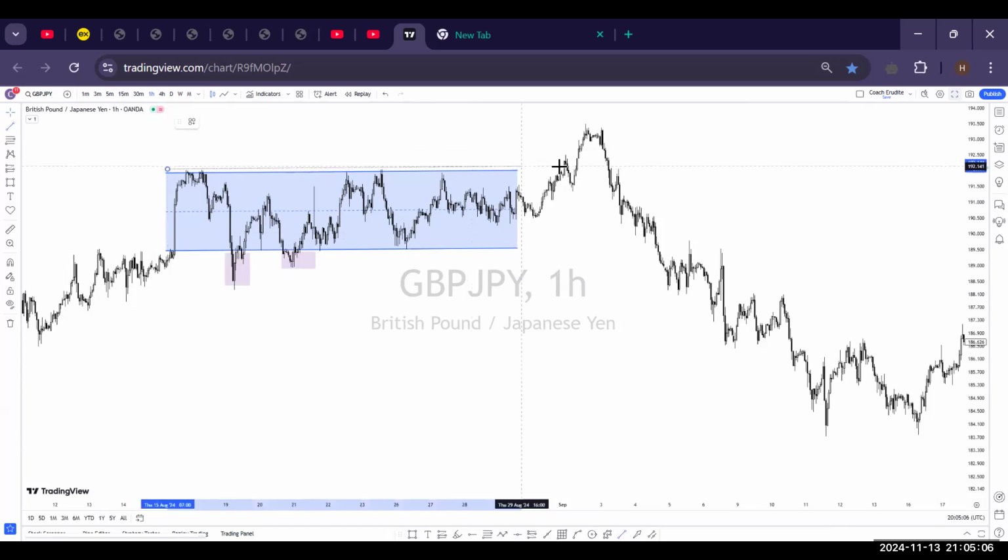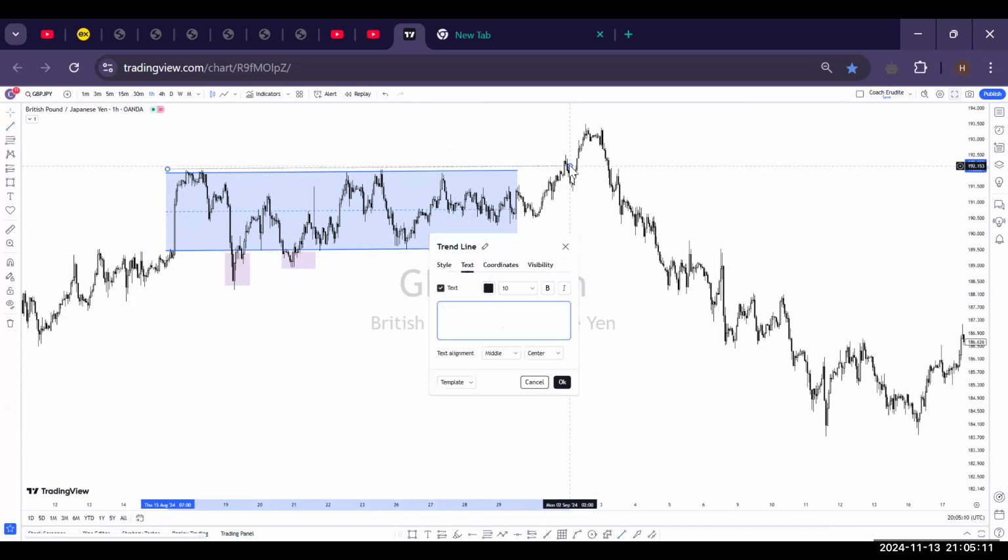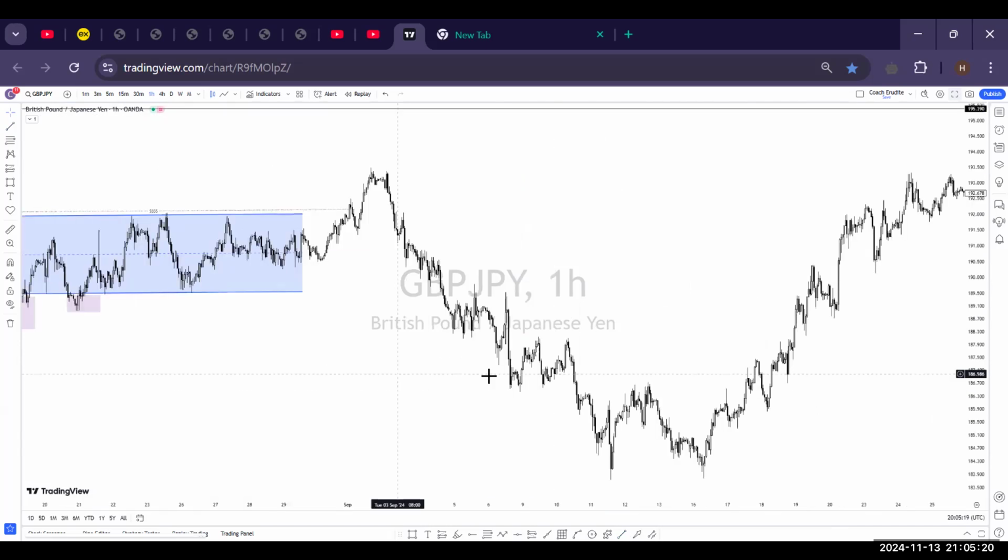Look at now, price breaks structure to the upward side. So we have liquidity being swept. Price created an impulsive move. I'm going to use the dollar sign. All right, this is just me moving ahead for you.